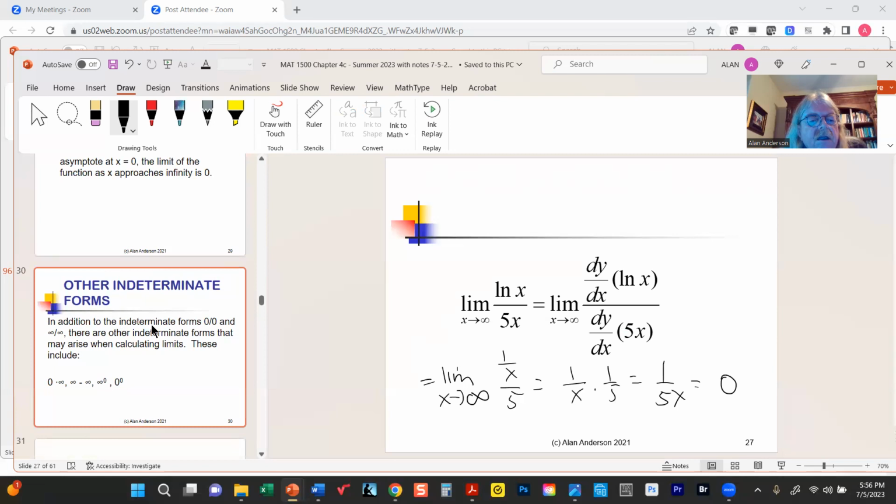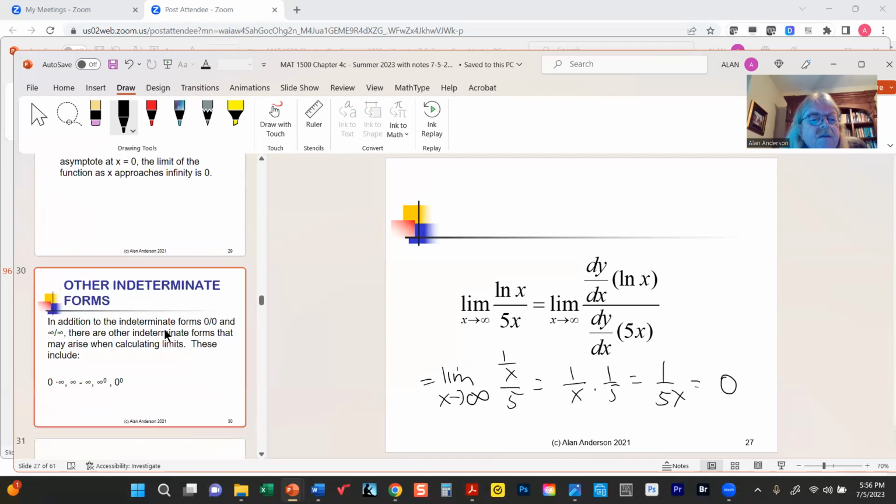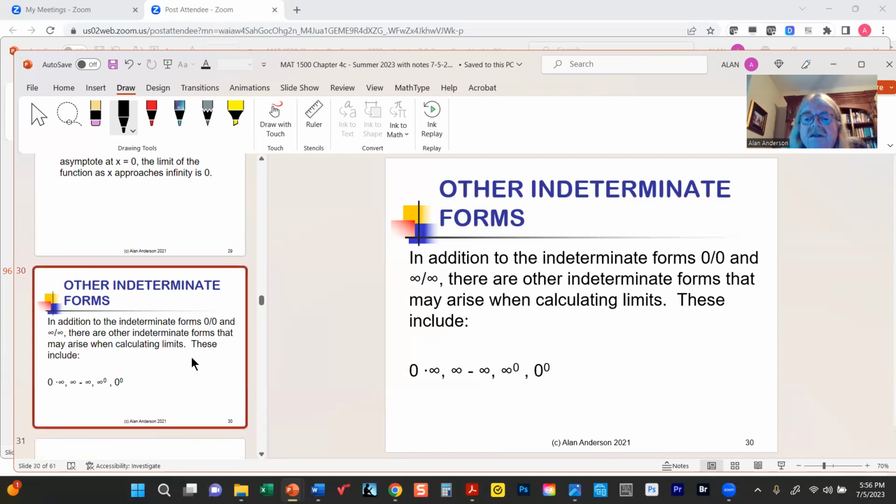Now, as I mentioned before, there are others. Let's take a look at some of the other indeterminate forms. Man, look at some of these. You've got 0 times infinity, infinity minus infinity, infinity raised to the 0 power, 0 raised to the 0 power. These are all pretty terrifying looking values.